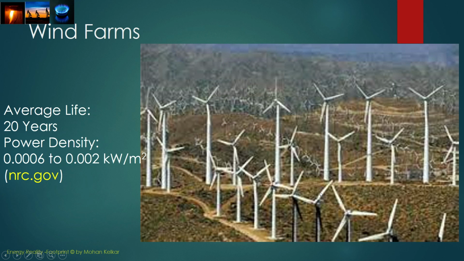Similar to that, wind farms also require large surface area. The average life of a wind farm is about 20 years, and based on how much energy we can generate from the wind farm, the typical power density, this is the amount of energy which is collected per unit area, is between 0.0006 to about 0.002 kilowatt per meter square.